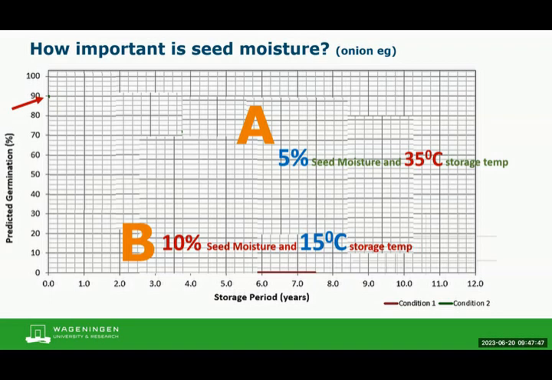So now let us do one thing. You should be able to see a small poll on your screen. So what do you think? Under which situation will the onion seeds remain viable for a longer time? Is it situation A or situation B, or will both have the same results? I think I'm getting some responses. So please start clicking on that.